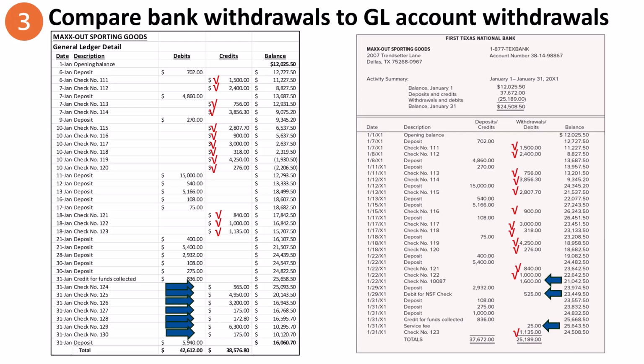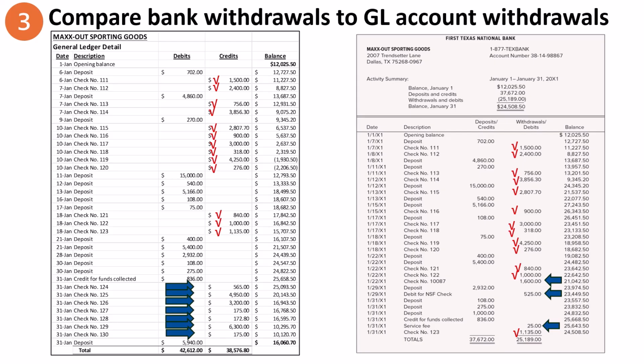Now, after comparing all of the withdrawals, I noticed that checks 124, 125, 126, 127, 128, 129, and 130 are recorded in the company's general ledger, but do not appear on the bank statement. These items are called outstanding checks. An outstanding check is a check that has been issued and recorded by the company, but has not yet been presented to the bank for payment. These checks will most likely clear and appear on the next month's bank statement.